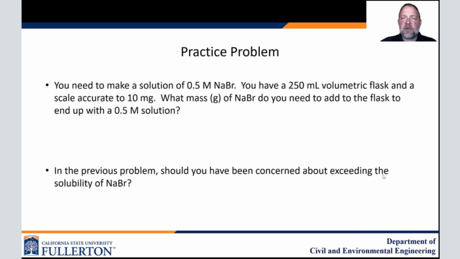And like I said before, a couple practice problems for you to work on your own. You need to make a solution of 0.5 molar sodium bromide. You have a 250 milliliter volumetric flask and a scale accurate to 10 milligrams. What mass of sodium bromide do you need to add to the flask to end up with a 0.5 molar solution? And the last question, in the previous problem, should you have been worried about the solubility of sodium bromide? Is it possible that you may have exceeded that solubility?